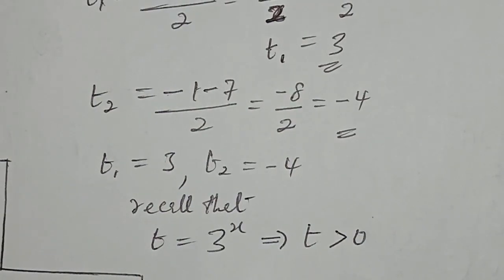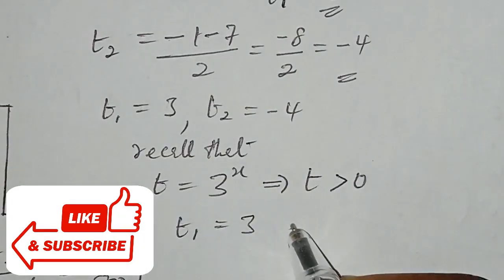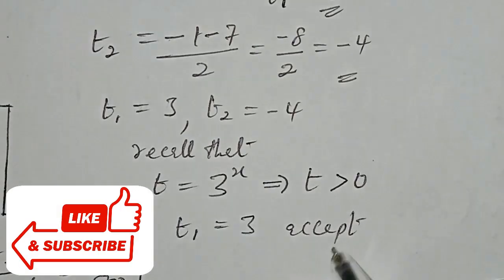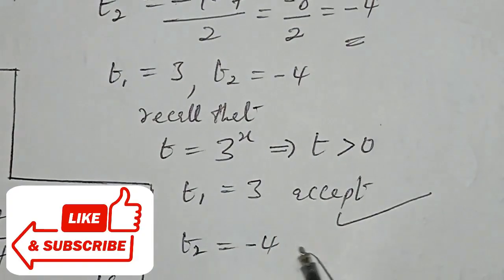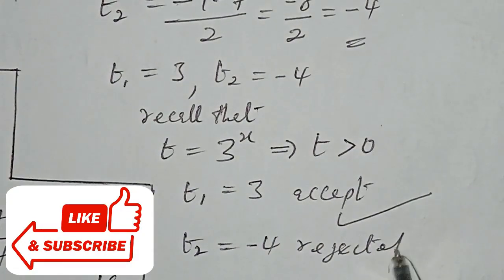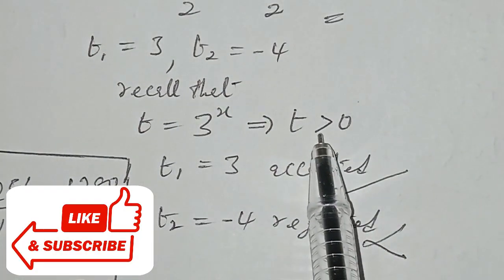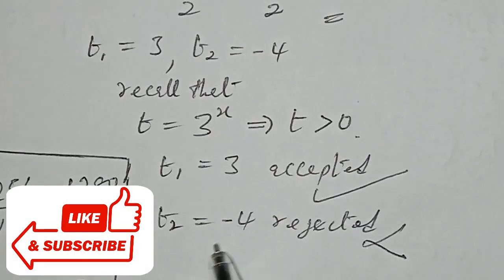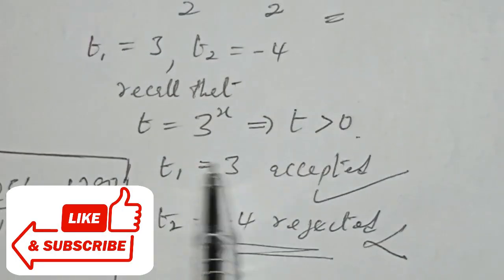So to solve for the value of x, t1 equal to 3 will be accepted. t2 equal to minus 4 will be rejected, because our t must be greater than 0. So we reject this value, then we accept this. So we equate our t to be 3.